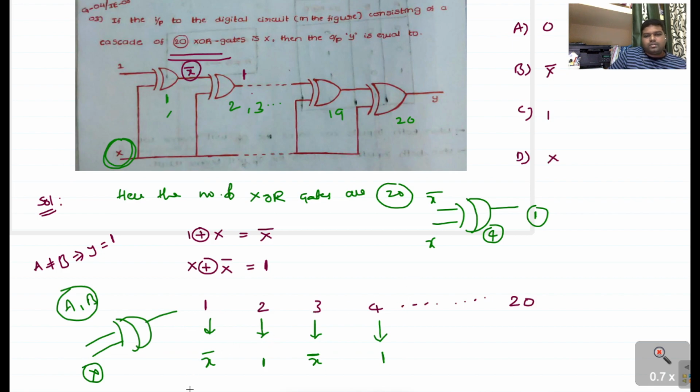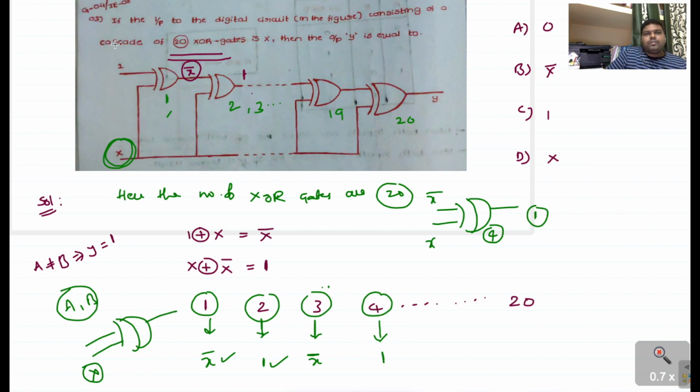Now you can observe all these gates. At an odd number of gates we are getting X bar. At an even number of gates we are getting 1. If you observe the third gate, this is odd, so for odd gates the output is X bar. This is the fourth one, an even gate, so at even gates we are getting 1.